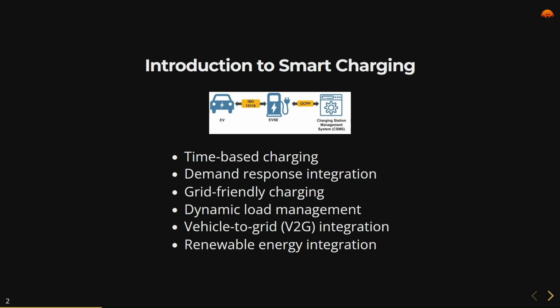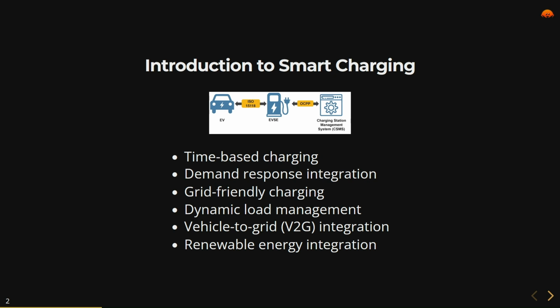Time-based charging allows a user to schedule a charging session based on their preference and energy rates. For example, if electricity rates are lower during off-peak hours, the system can be set to charge the vehicle during those times, reducing the cost of charging. And demand response integration. During high electricity demand, the charging system can adjust the charging rate or delay charging to help balance the grid load and avoid strain on the electrical infrastructure.